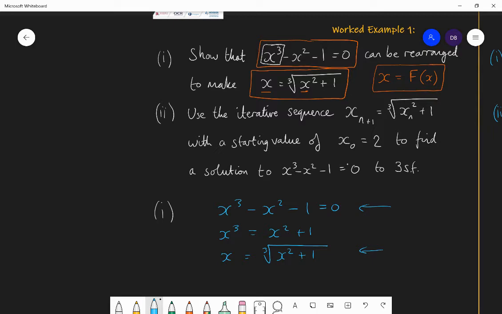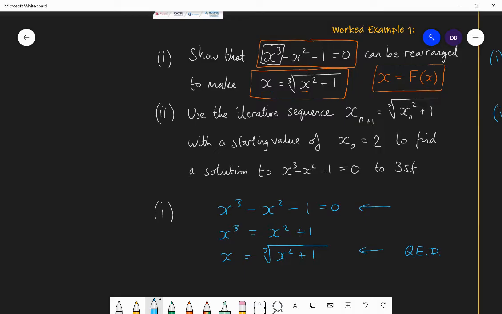So I like putting QED. If it's a show that question, I like putting QED at the end. It's some fancy Latin, quod erat demonstrandum, which means basically, which was what we wanted. This is what we wanted to show. This is what we wanted to demonstrate, and we have done so.